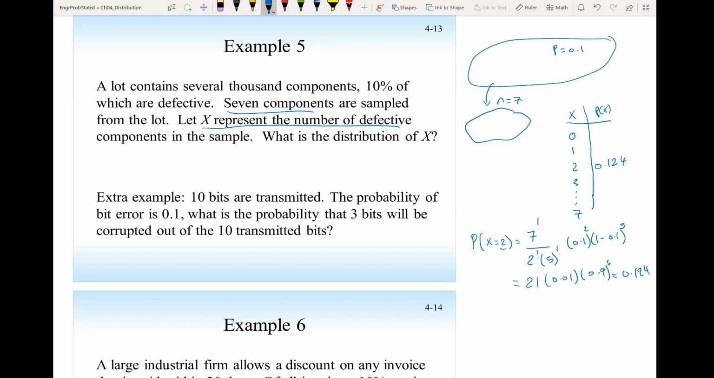We can do this example, but here n is 10 bits. Probability of bit error is 10%. And what is the probability that 3 bits will be corrupted out of the 10 transmitted bits? In this case, it will be probability x equal 3. It will be 10 factorial over 3 factorial, 10 minus 3 is 7 factorial, times the probability of corruption, 0.1, there are 3, times successful transmission, 0.9, and there are 7 bits that arrived not corrupted. And you can calculate this probability.